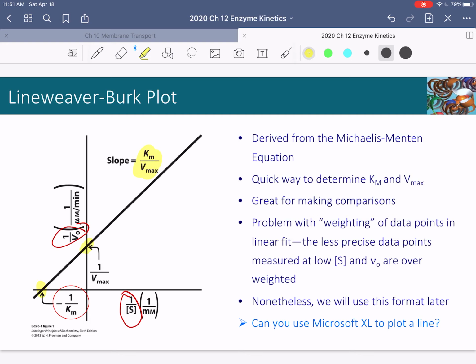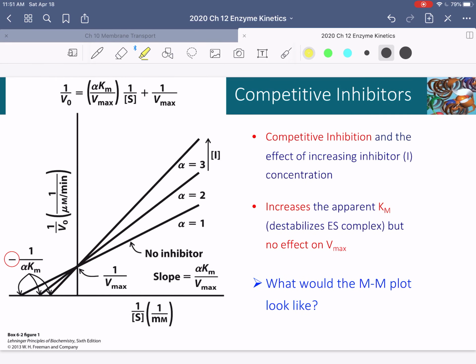Because these highlighted terms are what are going to help us distinguish between the types of inhibition. Okay, so we're going to start with competitive inhibition, and we're going to look at how these terms change on our kinetic analysis in the presence of an inhibitor. Okay, so back to competitive inhibition.